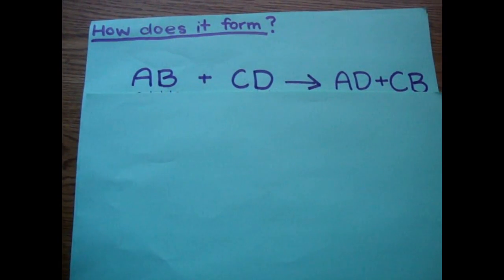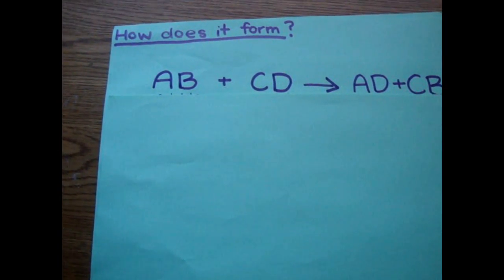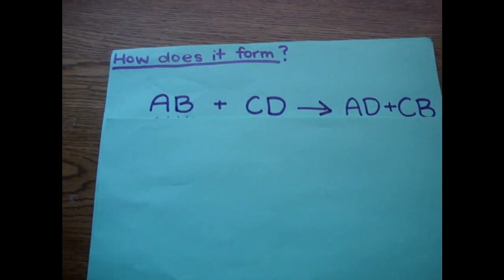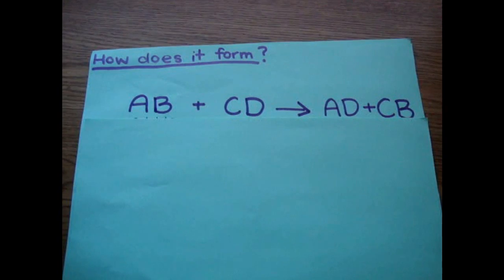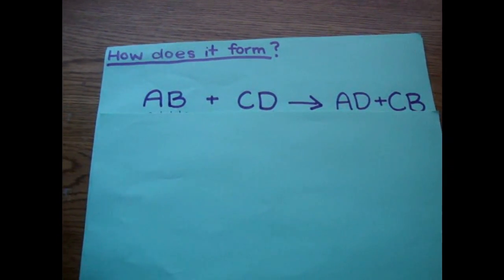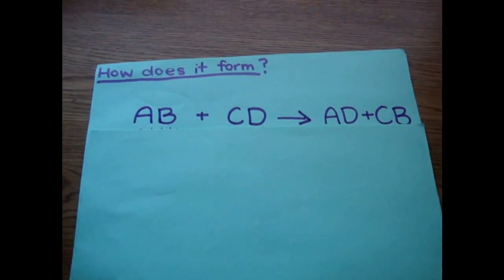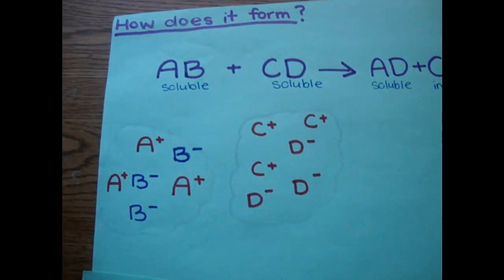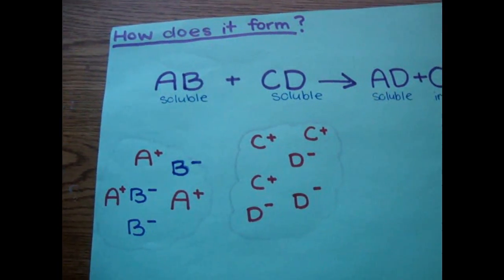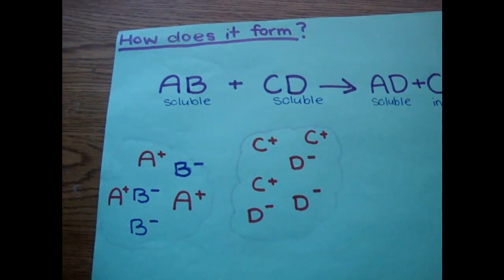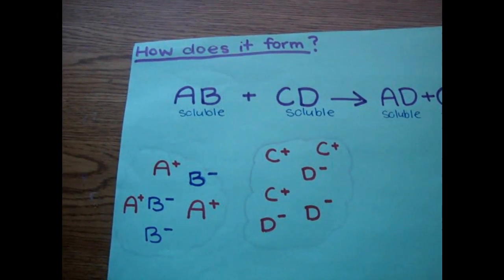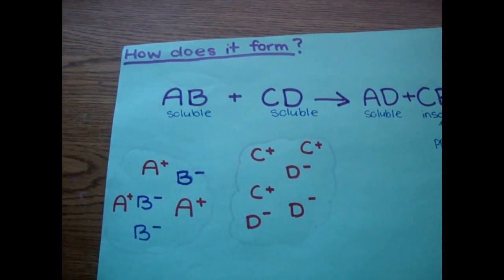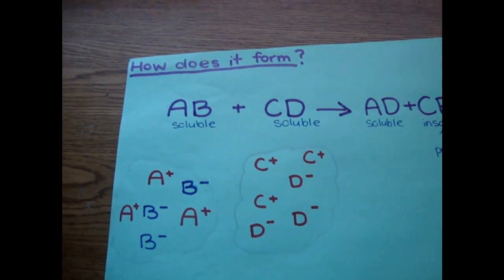And just expanding on what Camille said, how does it form? Okay, well here I have a simple double replacement reaction, AB plus CD yield AD plus CB, where both AB and CD are soluble. In the AB solution, there are A plus and B minus ions, and in the CD solution, there are C plus and D minus ions. When the two nonmetal ions, B and D, switch to form the products, all of these ions are in one solution.